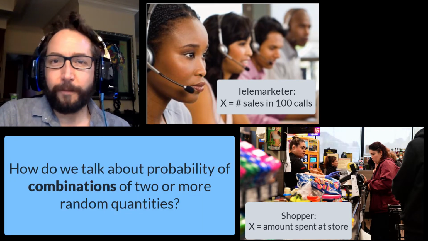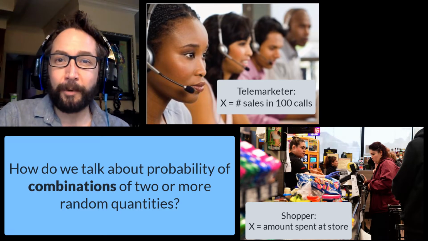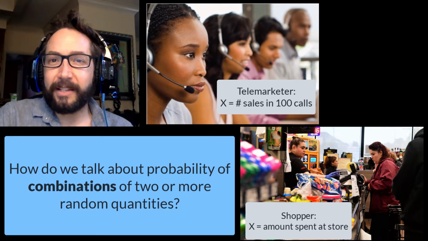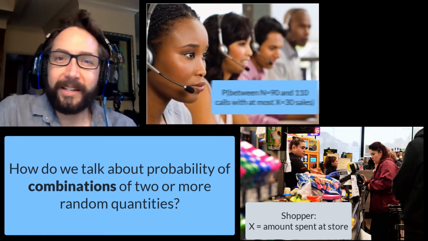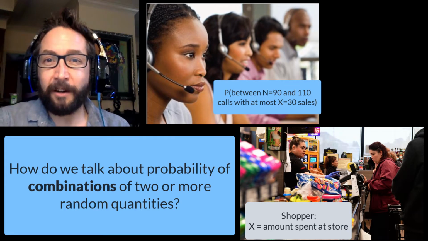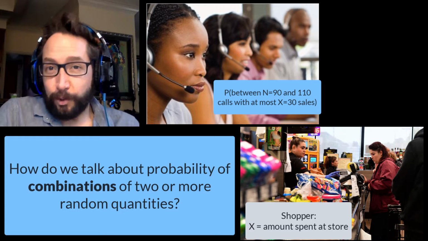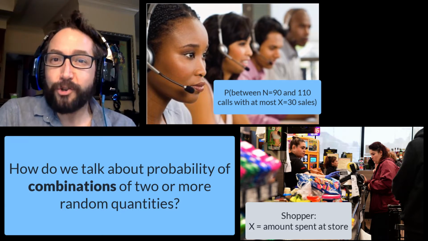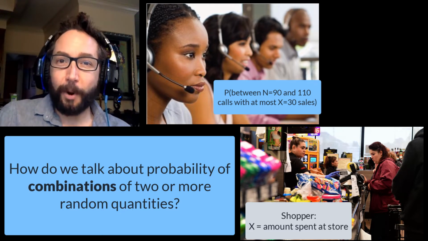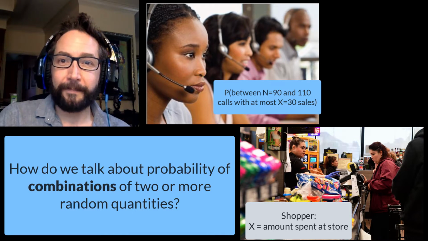quantities. So, for example, with the telemarketer example, what's the probability that the telemarketer would make between 90 and 110 calls while having at most, say, 30 sales? So two or more random quantities, and our question about the probability involves both of them simultaneously.